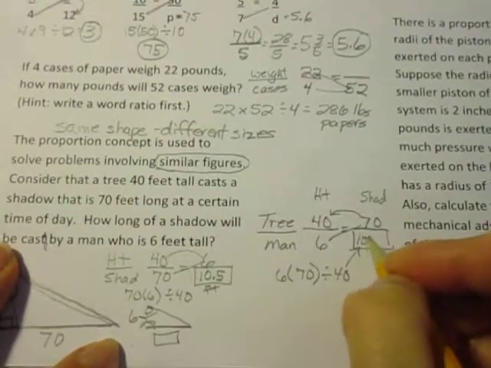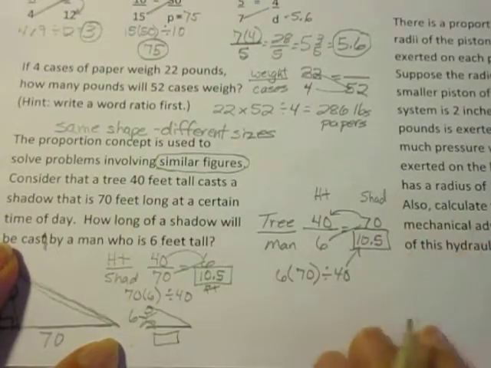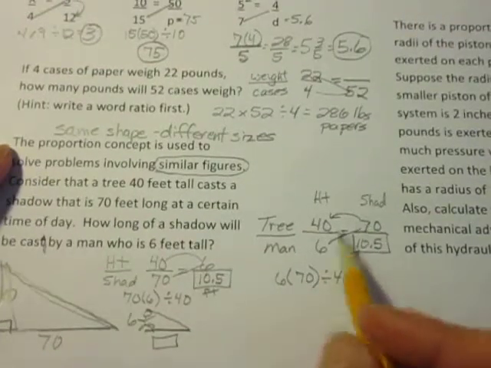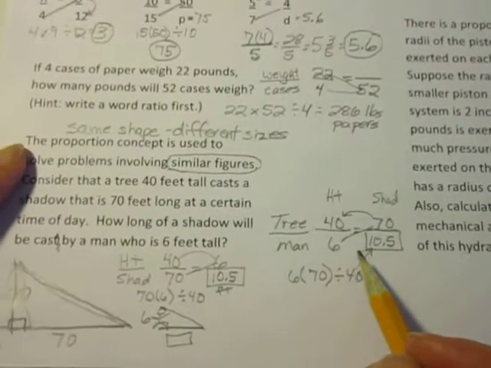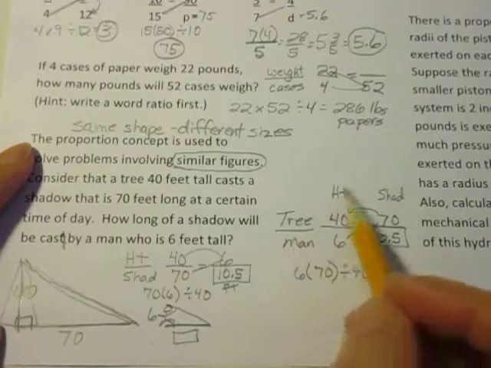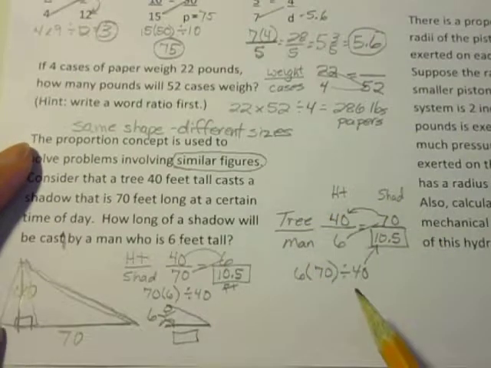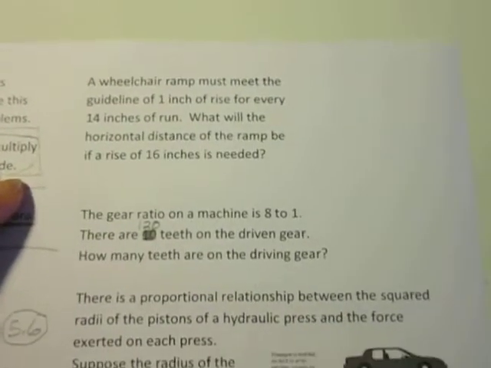of 10.5. So I just wanted to point out that you might set up your ratio a little bit differently than your neighbor, and you'll still come up with the correct answer as long as you've organized and plugged things in correctly. Okay, so moving on to another problem here.